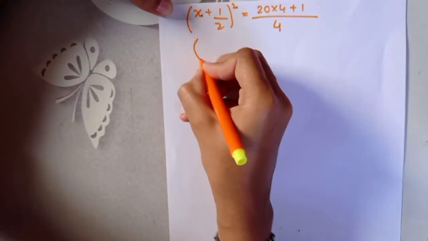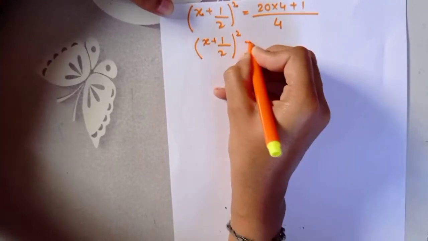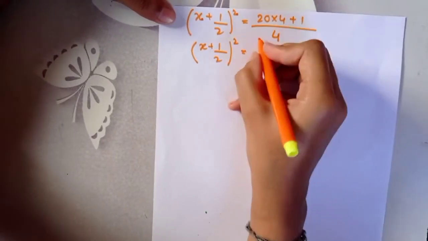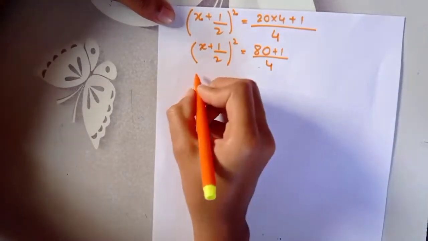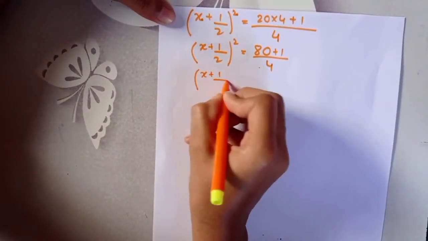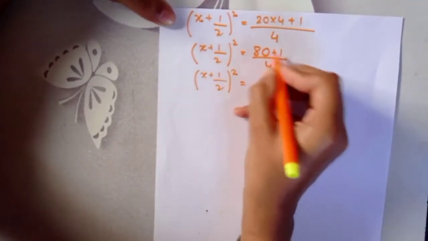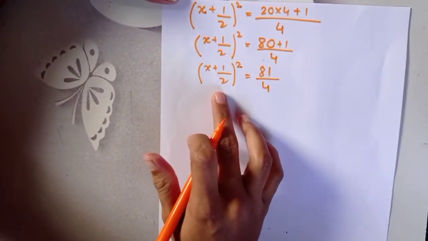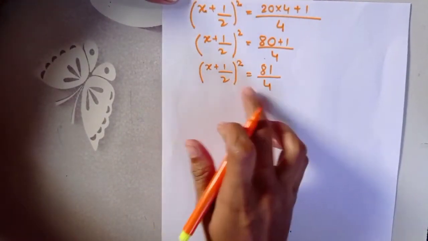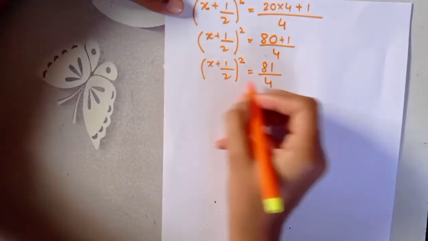That is, as it is, we have to keep x plus 1 by 2 whole square, which is equal to 20 into 4 is 80 plus 1 by 4. That is, x plus 1 by 2 whole raised to 2 is equal to 81 by 4. Here, taking square root on both sides, we can simplify this equation.